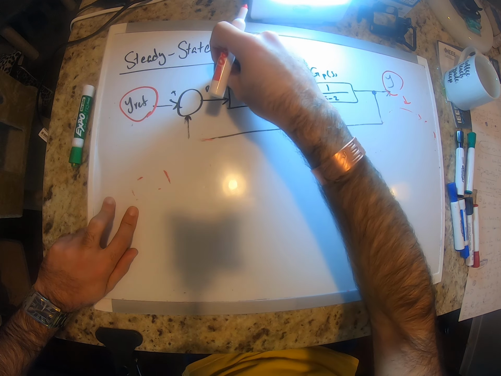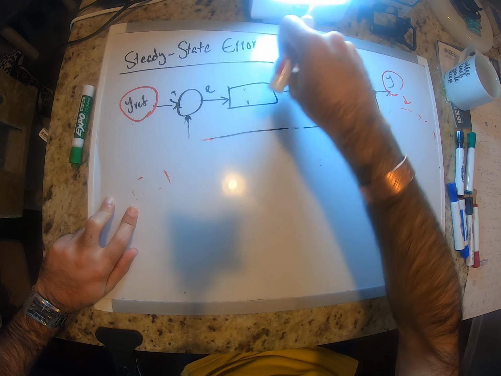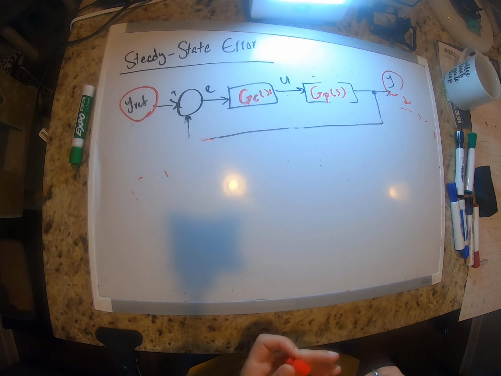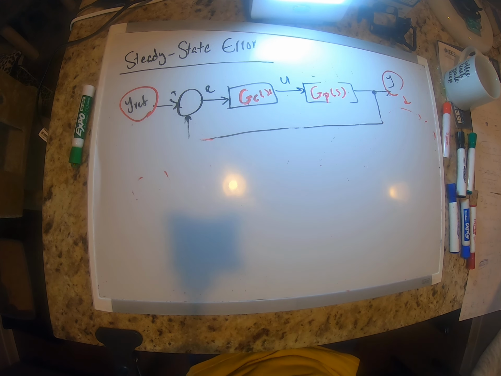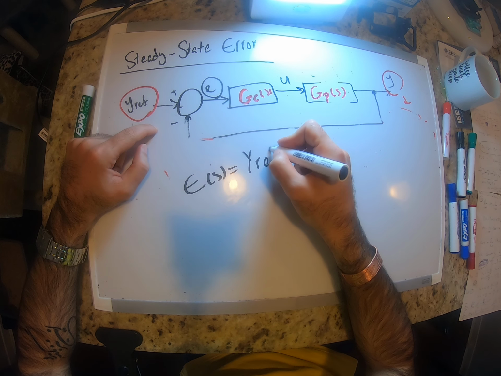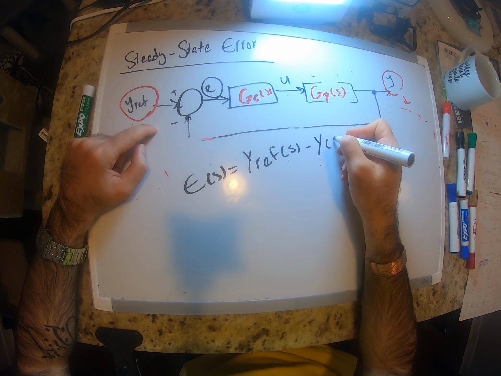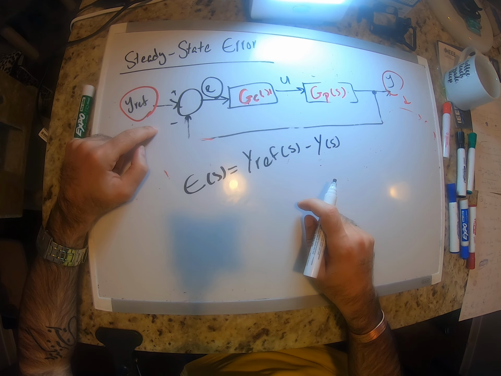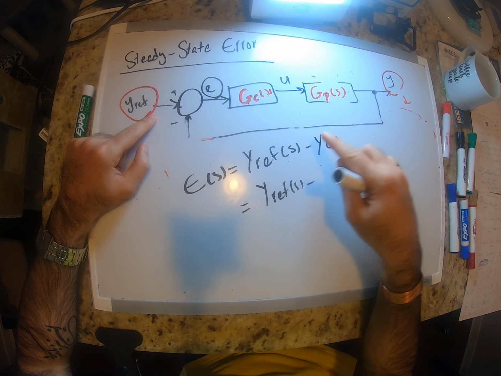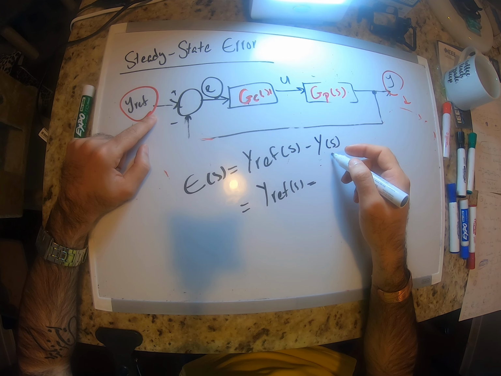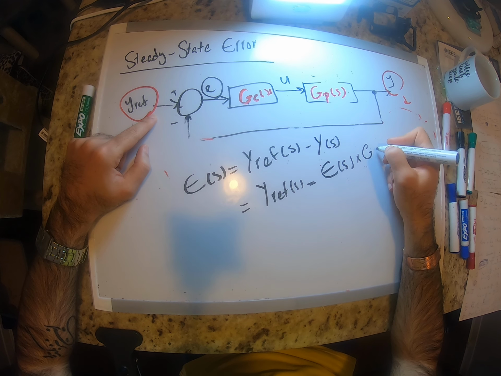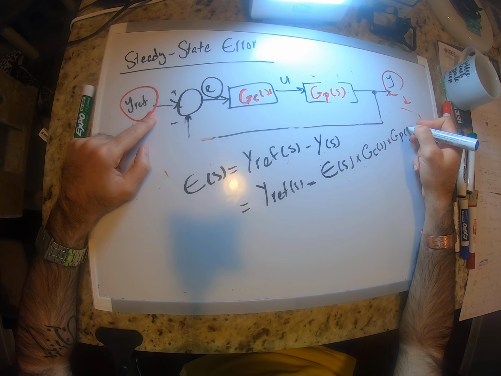Here, let's say we have a general GC of S and GP of S. P stands for plant, C stands for controller. So E of S is equal to y ref minus Y. Y ref is constant. I can write this as y ref of s. It's actually not a variable of s, but it's constant, but it doesn't matter. Y of s is equal to E of s times GC of s times GP of s, right?